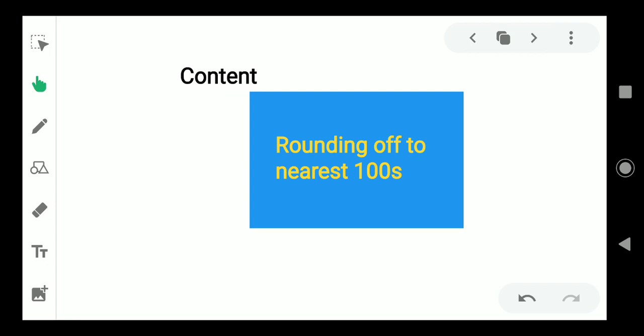The last class we discussed rounding off to nearest tens. What is the important step in it? If any number is given, we look at the digit in the ones place. If that digit is 5 or more, we should round up. If the digit is less than 5, we should round down.